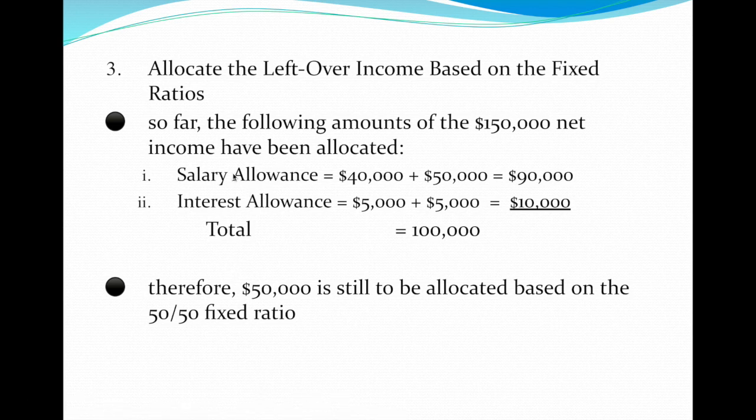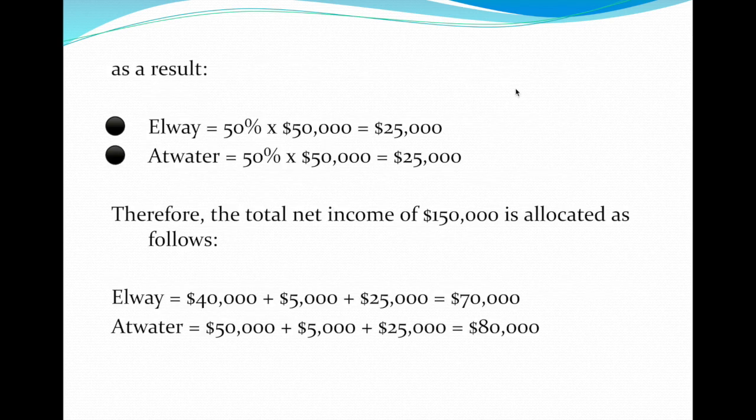So, salary allowance is $40,000 for one, $50,000 for the other, gives 90. Interest allowance is 10 grand total. This equals $100,000. So what that means is that there's 50 grand left over that is allocated based on the 50-50 ratio. So they each get $25,000. And there's the calculation for that there.